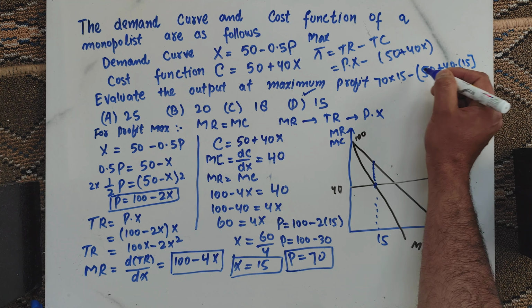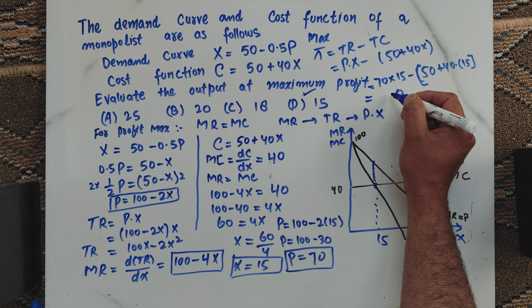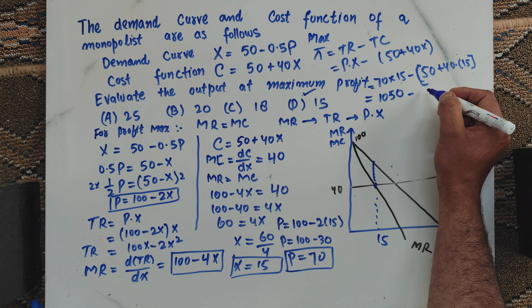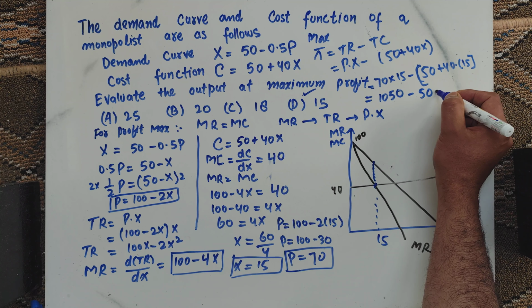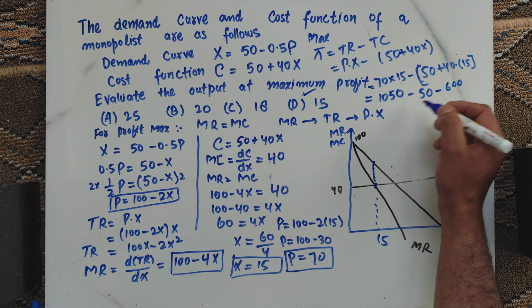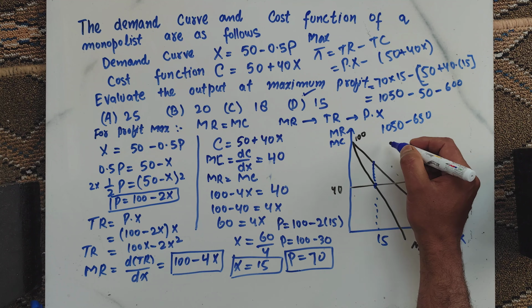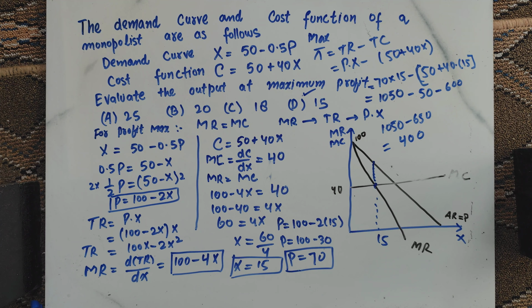Okay, solve it here. 70 times 15 is 1050, minus 50 plus 40 times 15, which is 600, so 650. So 1050 minus 650, we get the maximum profit of 400. This will be the maximum profit. I hope I made myself clear in this video and you find this video helpful. Thank you.